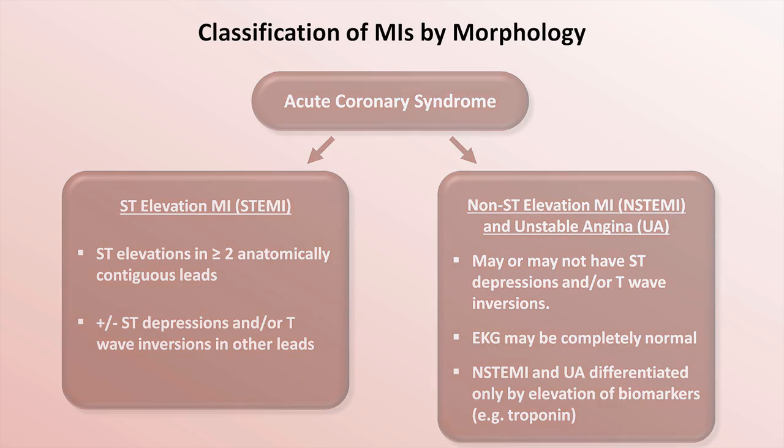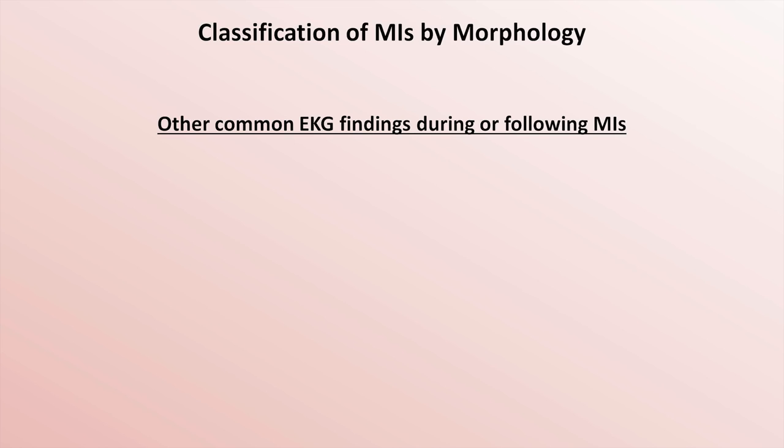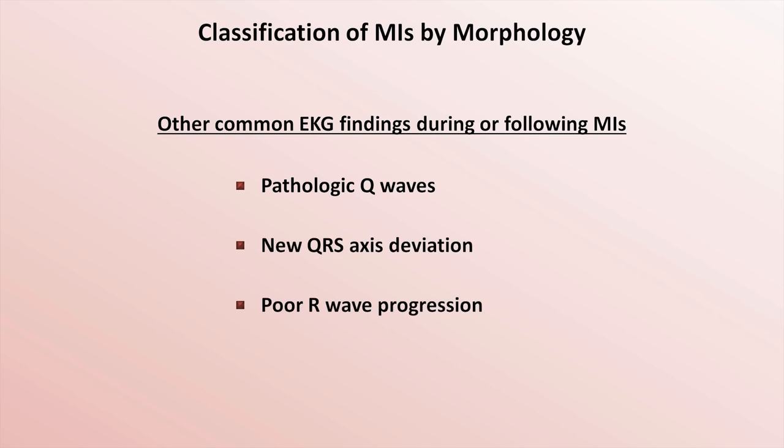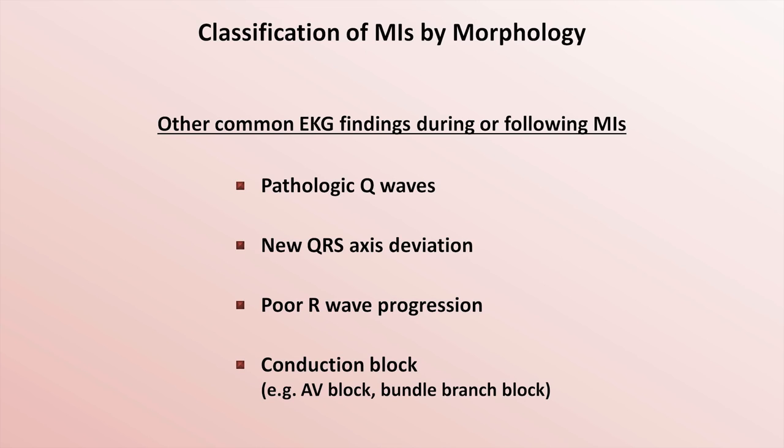NSTEMIs and unstable angina are differentiated from one another only by elevation of biomarkers in the former, such as troponin. In addition to the distinction between presence or absence of ST elevations, other common EKG findings during or following an MI include pathologic Q waves, new QRS axis deviation, poor R-wave progression, and various types of new conduction blocks such as AV block or bundle branch blocks.